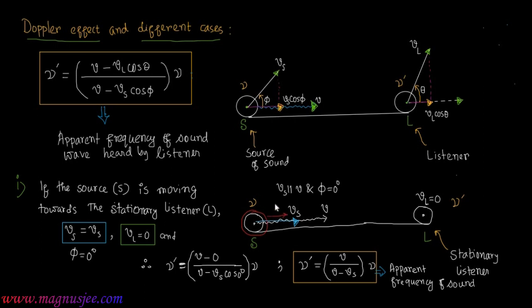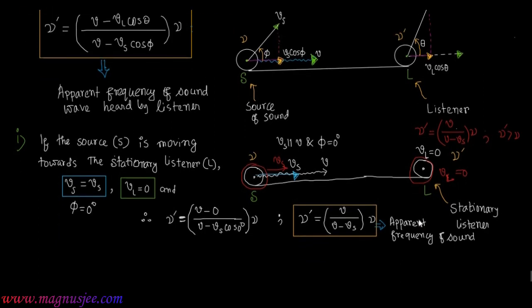Therefore, the source S is moving with the velocity Vs towards the stationary listener, and the listener is at rest. That's why VL is equal to 0, and nu prime will be equal to V divided by V minus Vs into nu. That is the apparent frequency of the sound wave heard by the listener in terms of the actual frequency nu. In this case nu prime has the expression V divided by V minus Vs into nu. That's why nu prime is greater than nu.